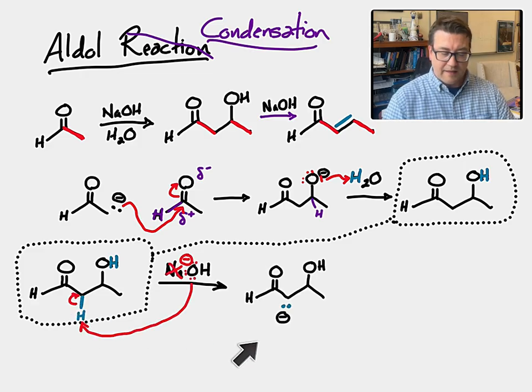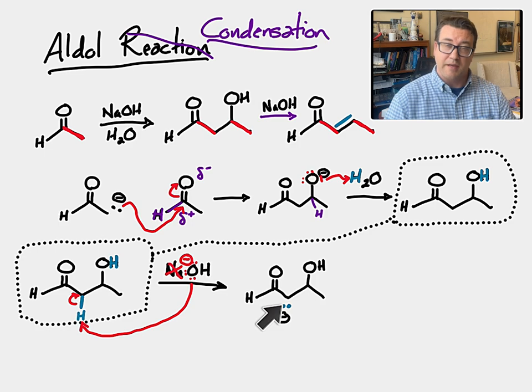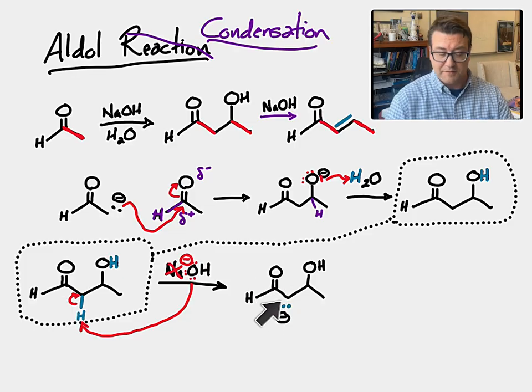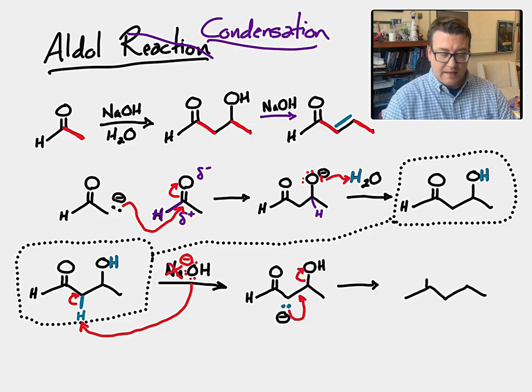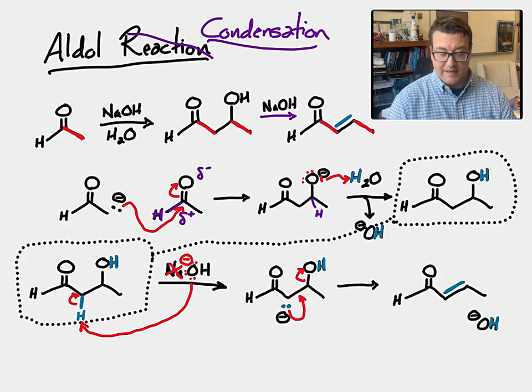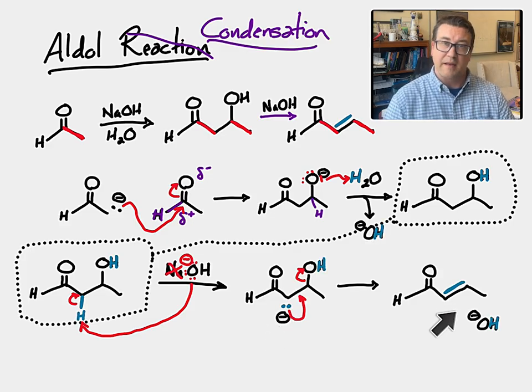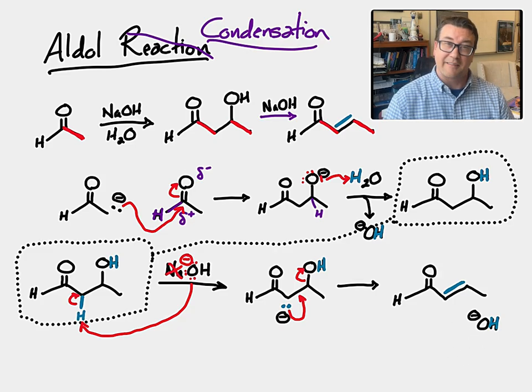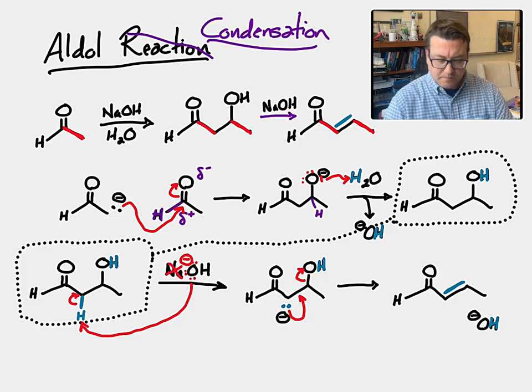You deprotonate it, and again, that carbon adjacent to the carbonyl is relatively acidic. And so now you have a negative charge on this carbon. You could draw it as the enolate if you want to. You don't have to. This now is able to kick off hydroxide as a leaving group and give you this alpha-beta unsaturated product. And it regenerates the base. So this can be done catalytically in the presence of base.